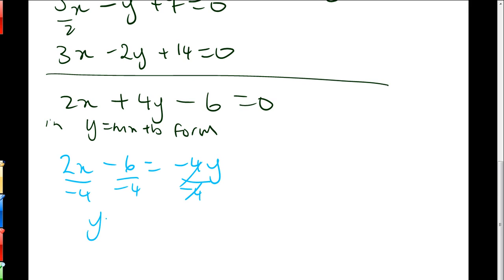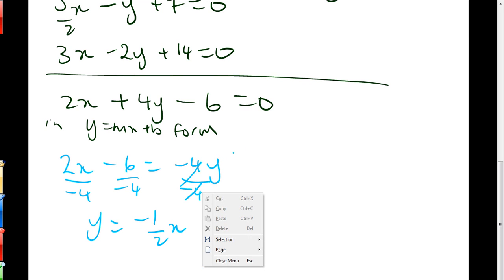So I get y is equal to minus half x plus 3 over 2. Yep. Cool. Can I have fractions for these y equals mx plus b forms? I think so. Yeah, you can. I didn't say anything about it, so you can. Yeah. That's it.